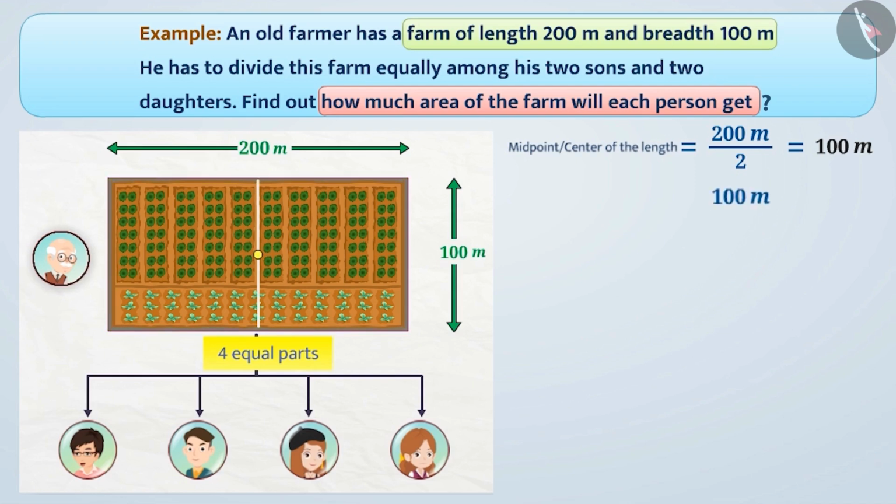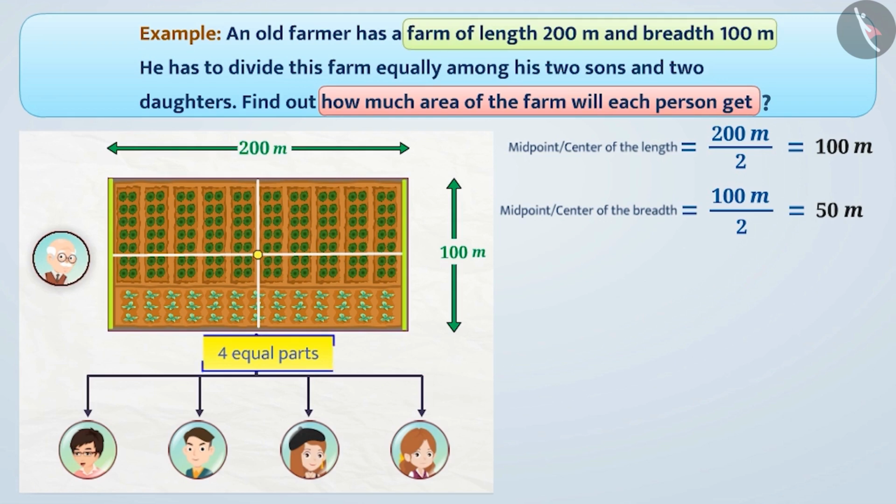Similarly, when we divide the breadth by 2, we obtain the midpoint of the breadth at 100 meter by 2 is equal to 50 meter from the sides. Now, if we join the midpoints of the opposite sides, with the help of both line segments, we will be able to divide the farm into 4 equal parts. Here, the length and breadth of each part are 100 meter and 50 meter respectively.